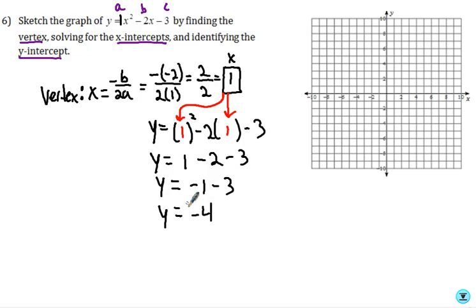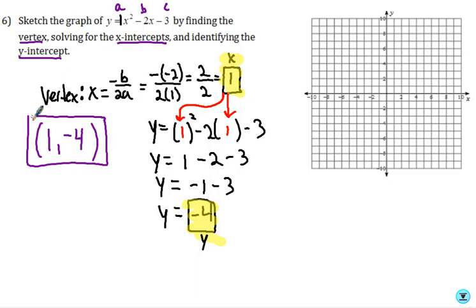Okay. So again, this checks out as well. So there's my y value. My x value of the vertex is 1, and the y value of my vertex is -4. So I could put those two things together. My vertex is going to be at 1, -4.